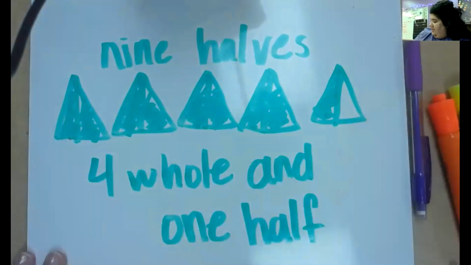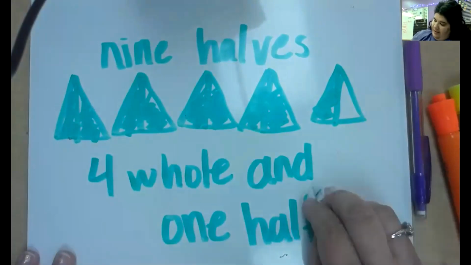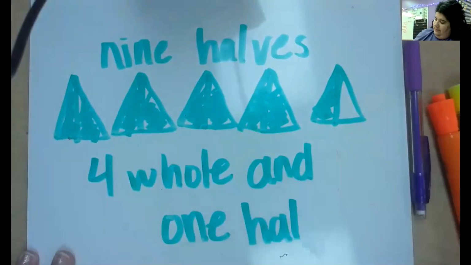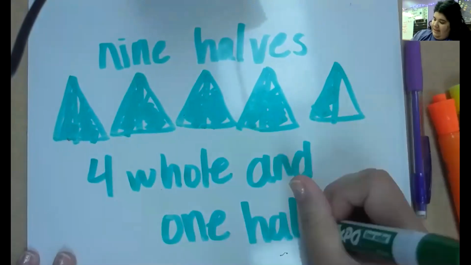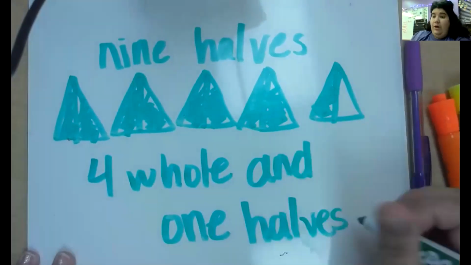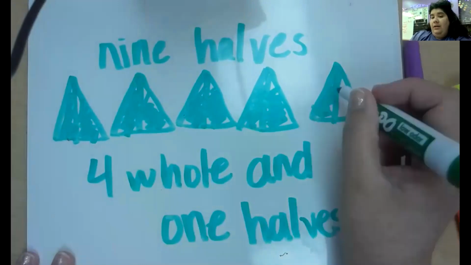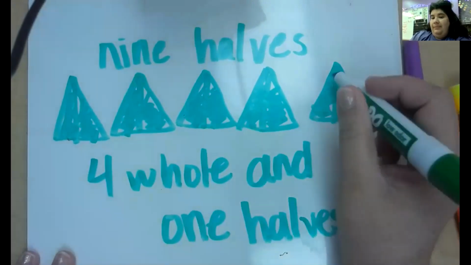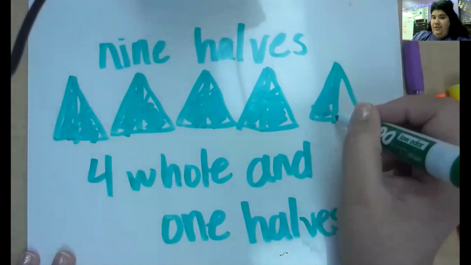Now sometimes it'll have it spelled like this, or sometimes it'll have it spelled like this. And either way, that just means I have 1/2. I have one complete group out of 2.